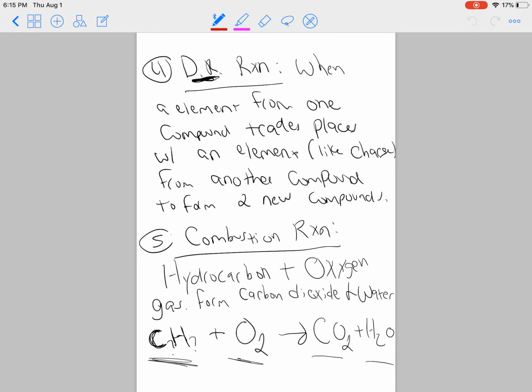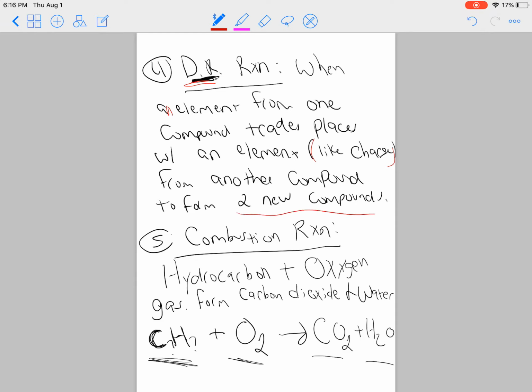Okay, so our fourth type of chemical reaction is double replacement reaction. That's what DR stands for. And that's when an element from one compound is going to trade places with an element that has a like charge from another compound. And when that happens, it forms 2 new compounds.